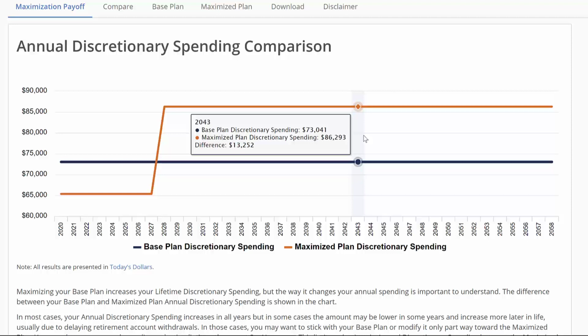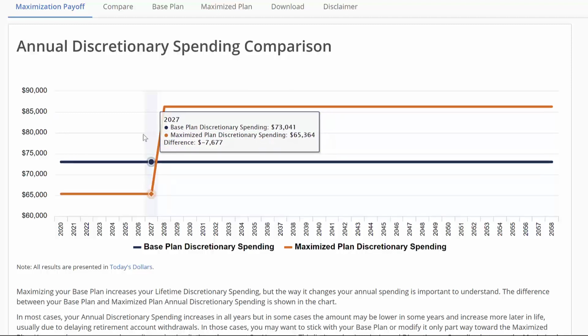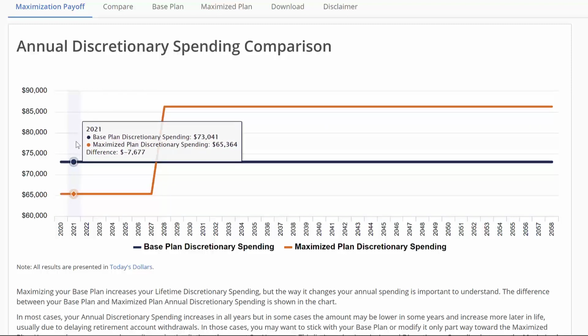The blue line is the base plan, and you can see, as I said, that discretionary spending is smooth for the whole plan. The orange line is the maximized discretionary spending each year, and while it provides the highest spending over a lifetime, it is actually lower in the beginning and doesn't jump to higher spending than the base plan until age 70 when they get Social Security. In other words, there's this money that comes starting when they turn age 70, but they don't have enough liquid assets here in the near term to raise that level to what they will have once Social Security kicks in at age 70.